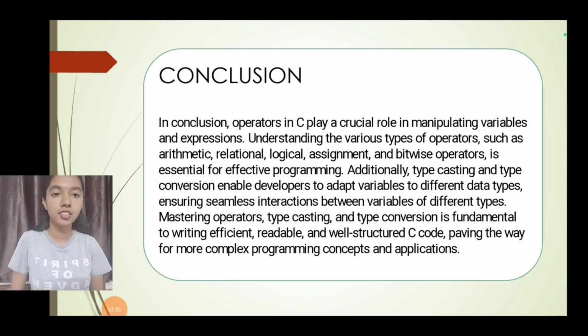Conclusion: operators in C programming play a crucial role in manipulating variables and expressions. Understanding the various types of operators such as arithmetic, relational, logical, assignment and bitwise operators is essential for effective programming. Additionally, typecasting and type conversion enable developers to adapt variables to different data types, ensuring seamless interactions between variables of different types. Mastering operators, typecasting, and type conversion is fundamental to writing efficient, readable, and well structured C code, paving the way for more complex programming concepts and applications.